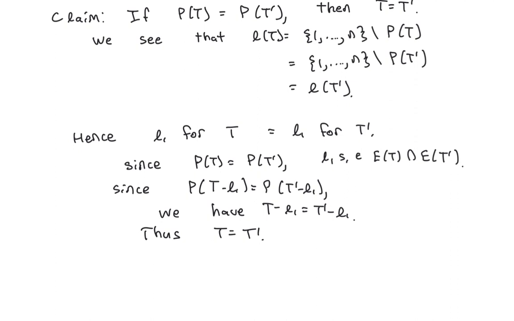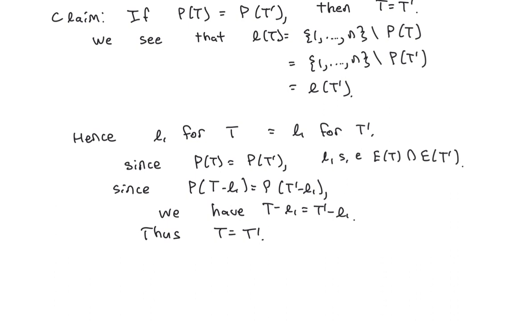So first of all, as we had already discussed, the set of leaves of the tree are the labels that do not appear in the Prüfer sequence. Since these two trees have the same Prüfer sequence, the set of leaves of T can also be found by removing the entries of the Prüfer sequence from the labels. But that's also, as we've seen, the set of leaves of T prime. So in particular, these two sets are the same. So both trees have the same set of leaves.